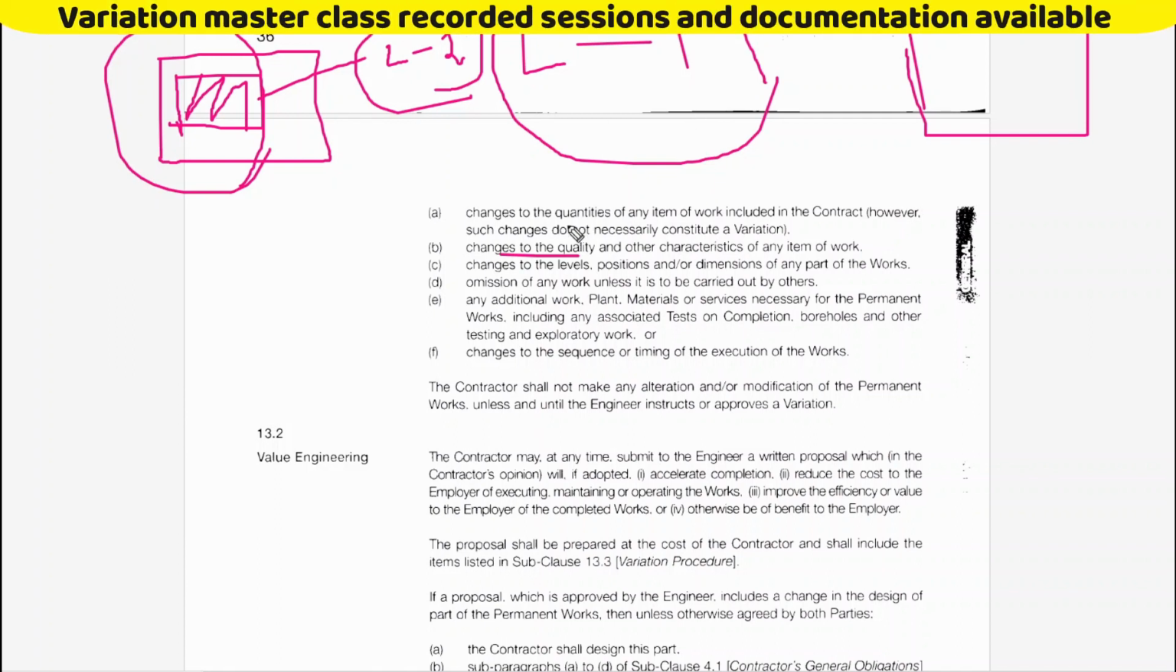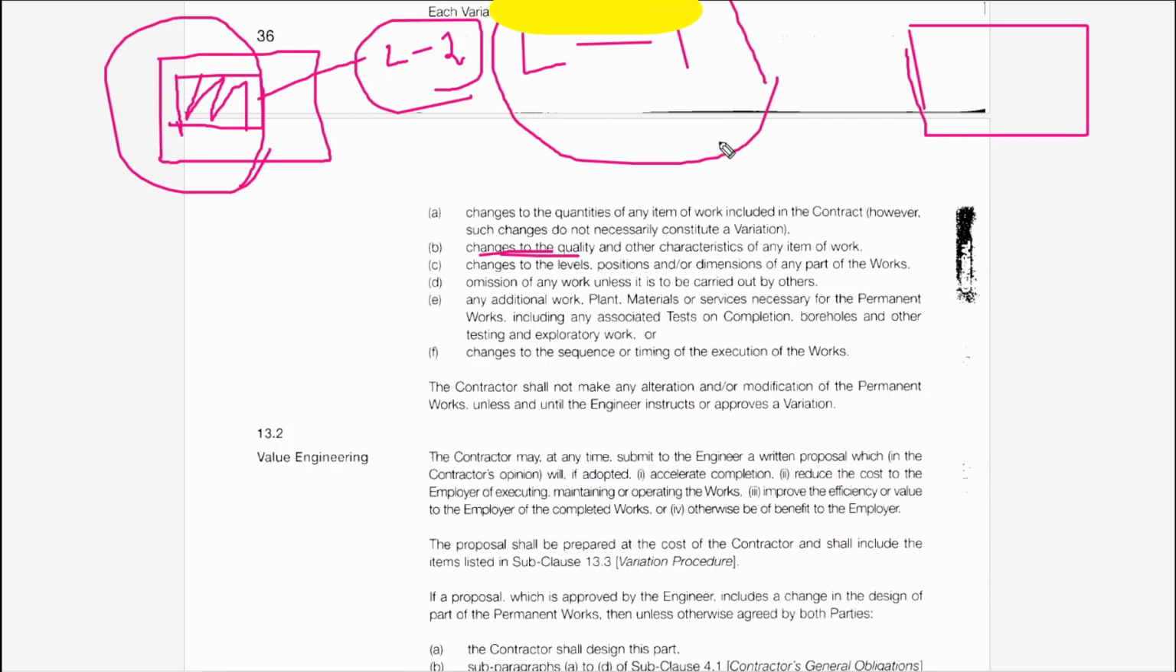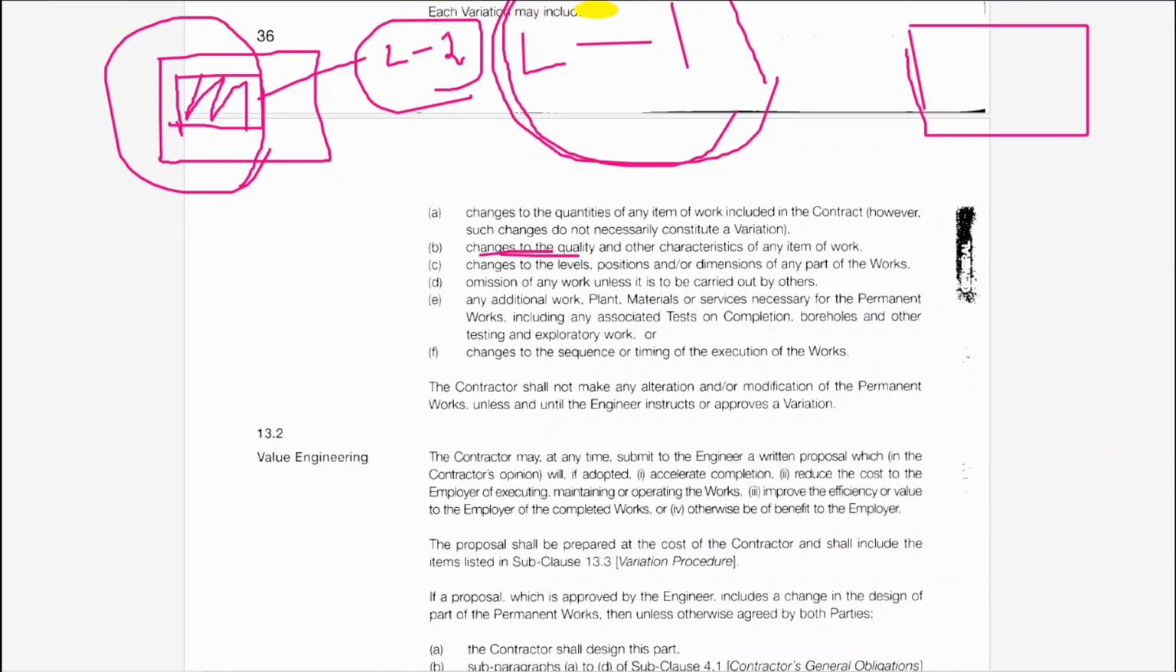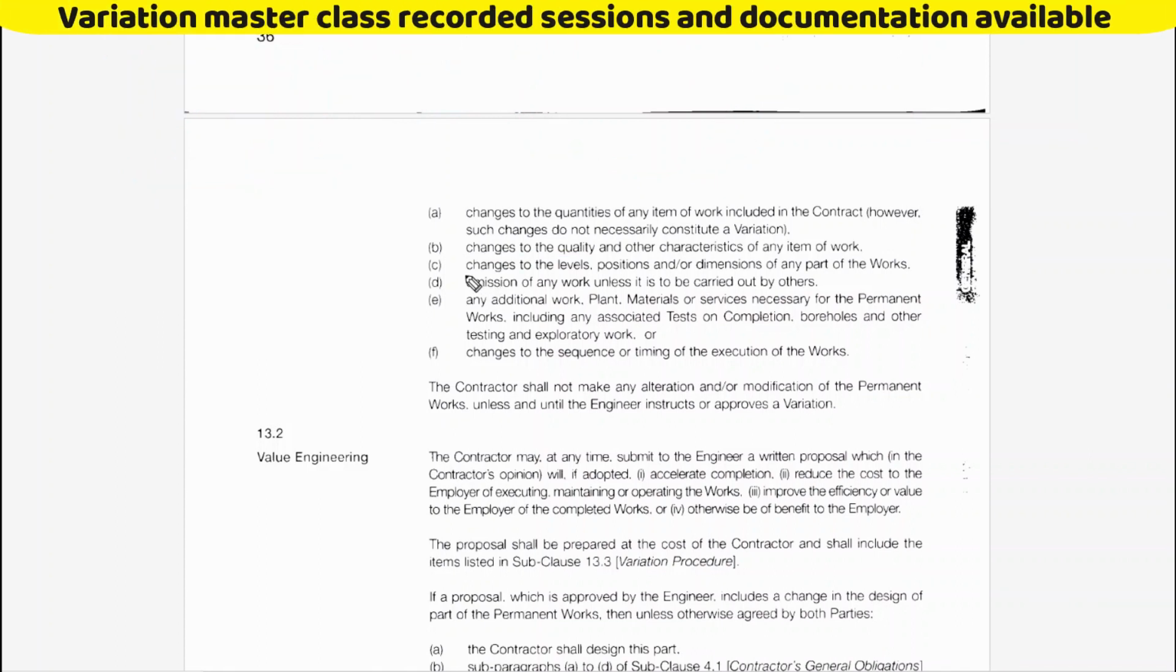So at that time you can see here the quality changes. So that's why we can initiate the variation also. So this is the second point. The third one is that you can see here the changes of the levels, position and the dimension.